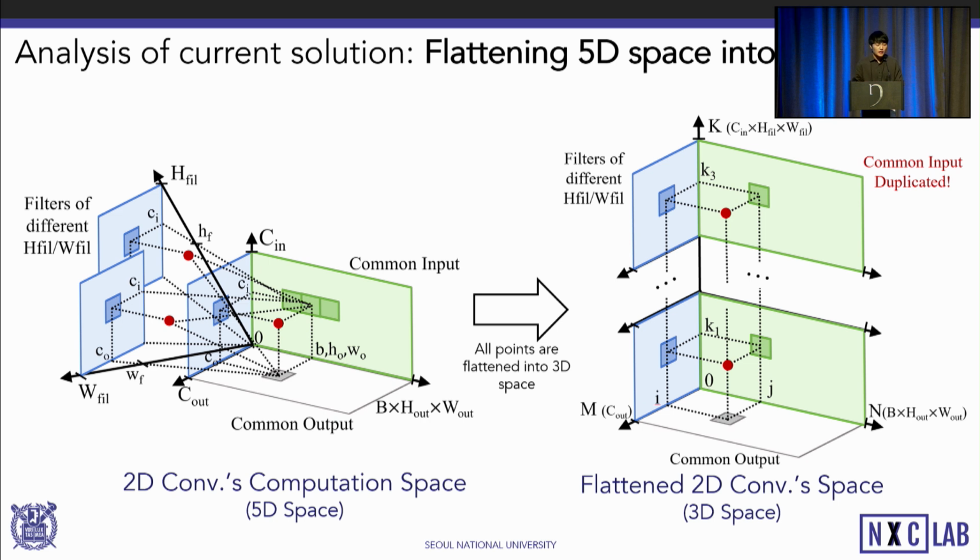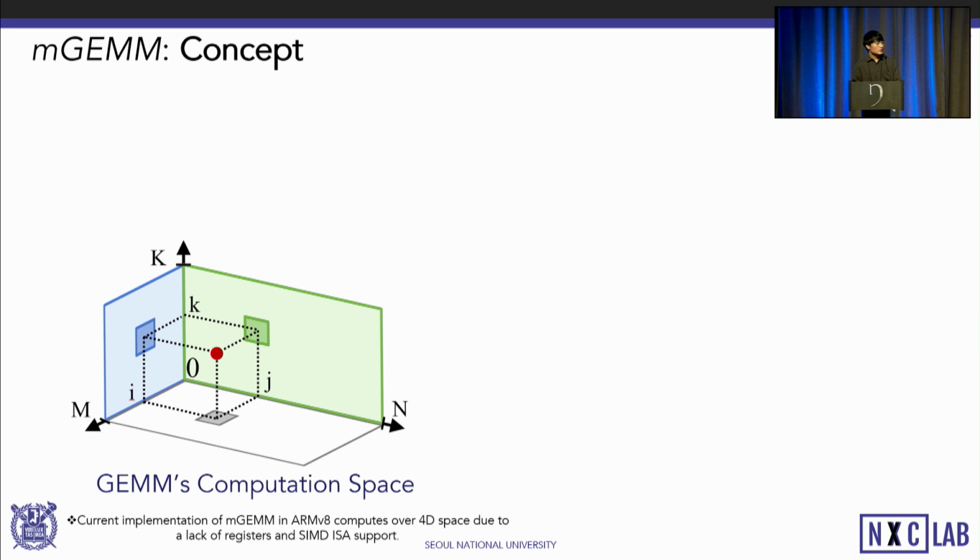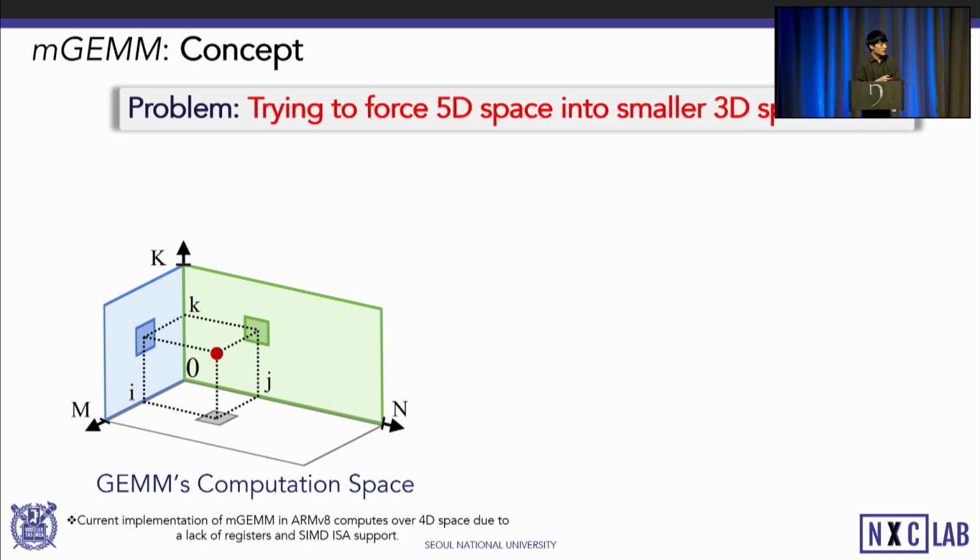Unfortunately, however, as each of the 3D subspaces shares the same output and input data, stacking them on top of each other causes either the input or output data to be reordered and duplicated, causing the problems we saw before. Therefore, the cause of the problems of the existing solutions can be understood as coming from trying to map a 5D space into a smaller 3D space of GEMM.